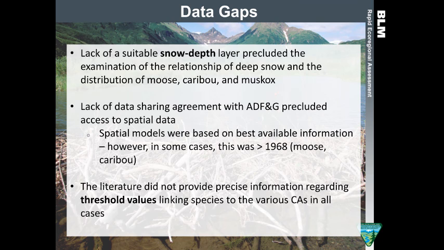So data gaps, Nancy's already hit on the top and the bottom one. We lacked a suitable snow depth layer, which precluded examination of the relationships of deep snow and moose and caribou and muskox. And the literature didn't provide precise information regarding threshold values so that we could link the species to the various CAs. The middle one we have tackled. There was a lack of a data sharing agreement with the Alaska Department of Fish and Game, which precluded access to some spatial data sets which we really needed, particularly for muskox and caribou. For the North Slope REA, we were able to forge a data sharing agreement with ADF&G, so we're making strides forward in that area. Okay, fast enough.